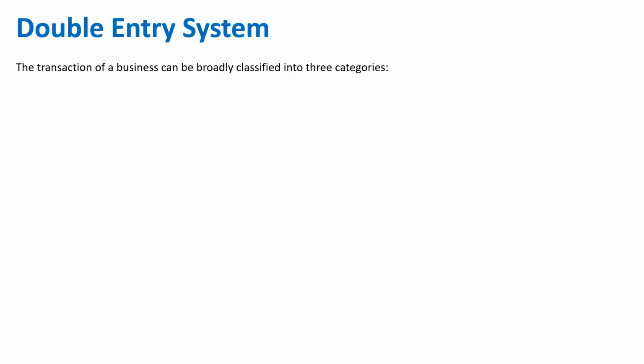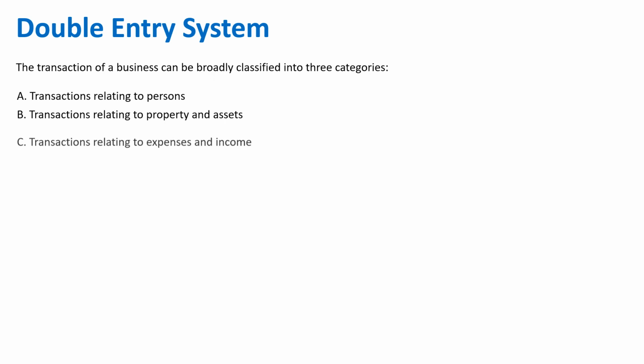The transactions of a business can be broadly classified into three categories. That means whatever transactions a business does, throughout the month, throughout the year, can be categorized into three categories. What? Transactions relating to persons, we'll understand who the persons are in upcoming slides; transactions relating to property and assets; and transactions relating to expense and income.